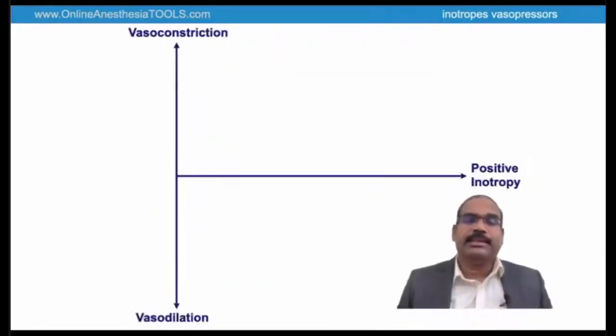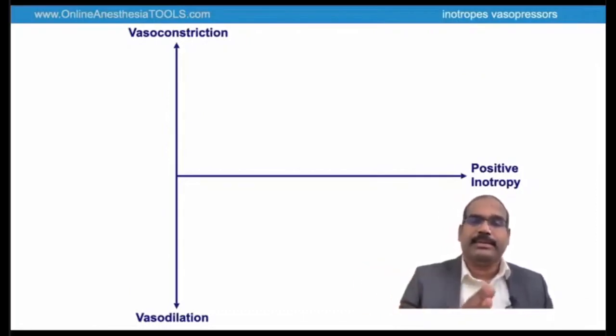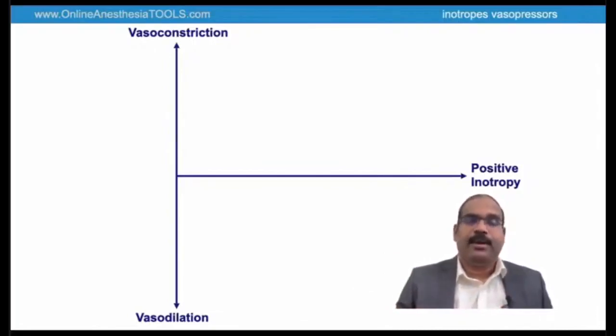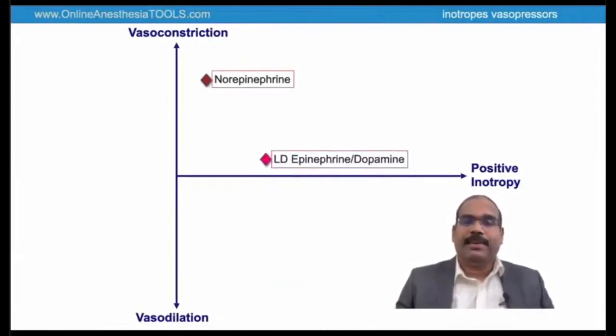Now, I would like to plot this in a different way, where vasoconstriction to vasodilatation varies on the y-axis as shown here, and inotropic action as we move towards the right will be more positive inotropy. Now let's see where all our favorite drugs discussed now will fall. When you take norepinephrine, it has a positive inotropic action, of course, and it is predominantly a vasoconstrictor, so it is plotted there. Low dose epinephrine or dopamine is far more towards the positive x-axis or positive inotropy, and of course a little bit of vasoconstriction also associated with it.